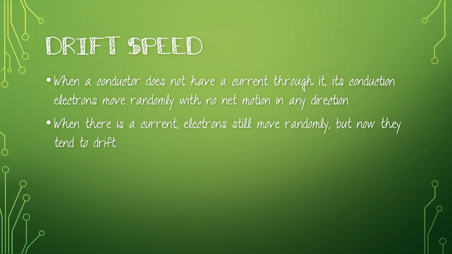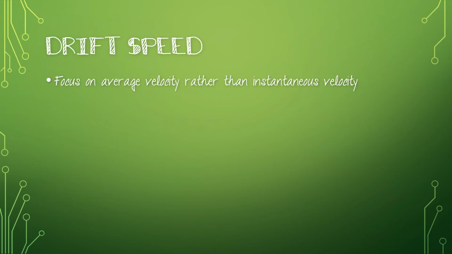But when there is actually a current, those electrons are still going to move around randomly. They're not moving in straight lines, but they tend to do what we call drift. So they may move around randomly, but they're slowly moving in one direction overall. You could think of this as the difference between something's average speed and its average velocity.